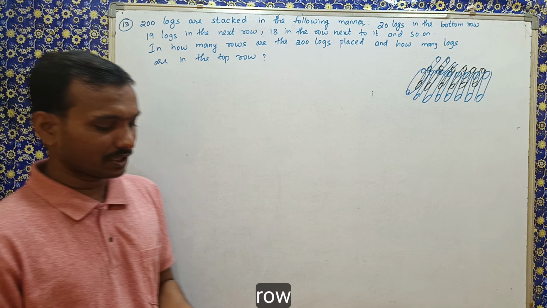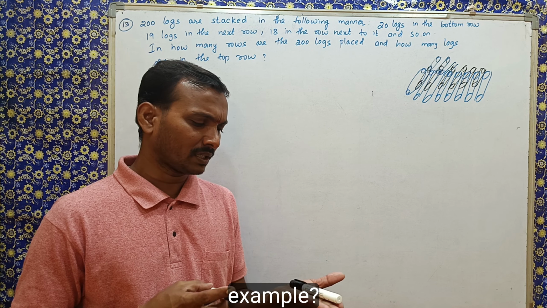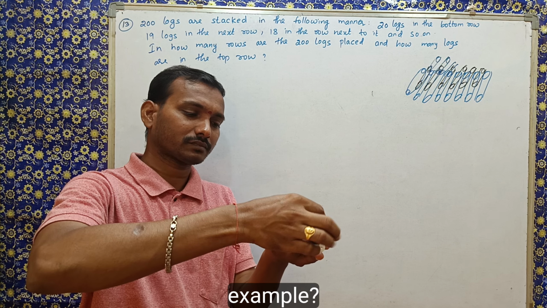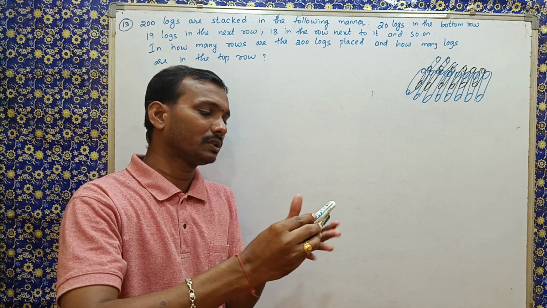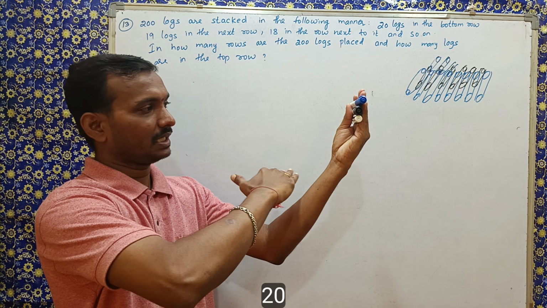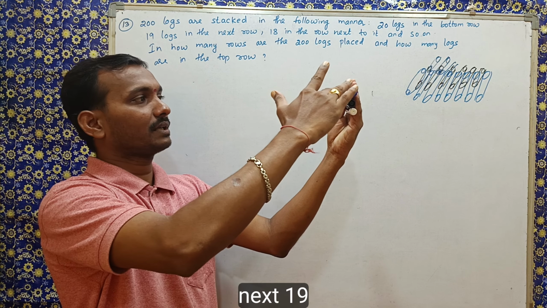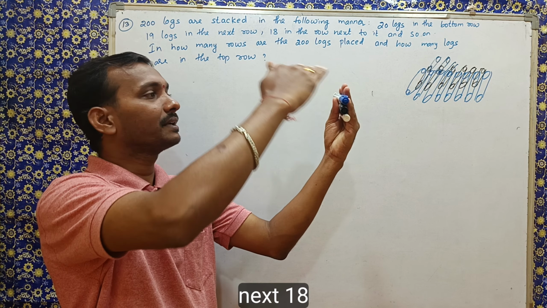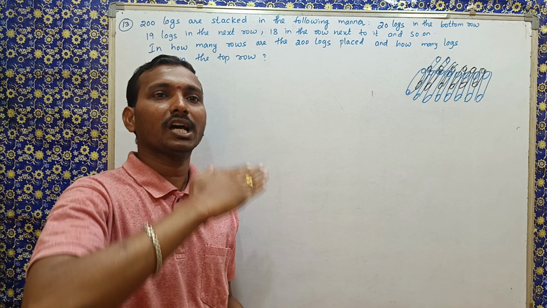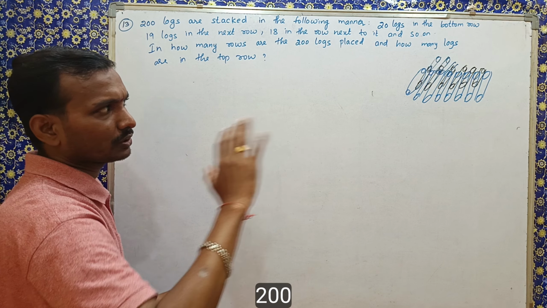అంటే ఇక్కడ చూడండి, ఫర్ ఎగ్జాంపుల్ మనకి చెక్క ముద్దలు ఉంటాయి కదా, వాటిని ఏం చేశారంటే వాళ్ళు ఒకదానిపైన ఒకటి ఇలా అరేంజ్ చేశారు. ఇలా అరేంజ్ చేసినప్పుడు లాస్ట్ కింద రోలో 20 ఉన్నాయి. ఇలాంటి ముద్దులు 20 ఉన్నాయి. నెక్స్ట్ రోలో 19 ఉన్నాయి. నెక్స్ట్ రోలో 18 ఉన్నాయి. మళ్ళీ నెక్స్ట్ రోలో 17 ఉంటాయి. మళ్ళీ నెక్స్ట్ రోలో 16 ఉంటాయి. అలా వాళ్ళు అరేంజ్ చేశారు ఈ 200 చెక్క మొద్దుల్ని.